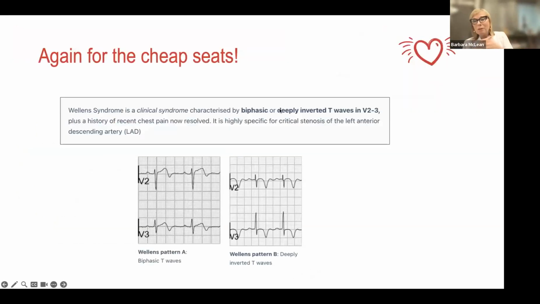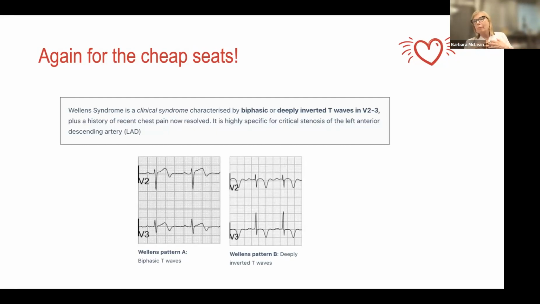Okay, so I always like to say again, for the cheapsies, this beautiful visual that just reminds us: Wellens syndrome is characterized by biphasic, which means up and then down, or deeply inverted T waves in V2, V3, and occasionally in V4, plus a history of recent chest pain. Okay, so my patient's been having chest pain, it comes and goes. I don't think that's important. I look at the EKG and I see this biphasic T wave.